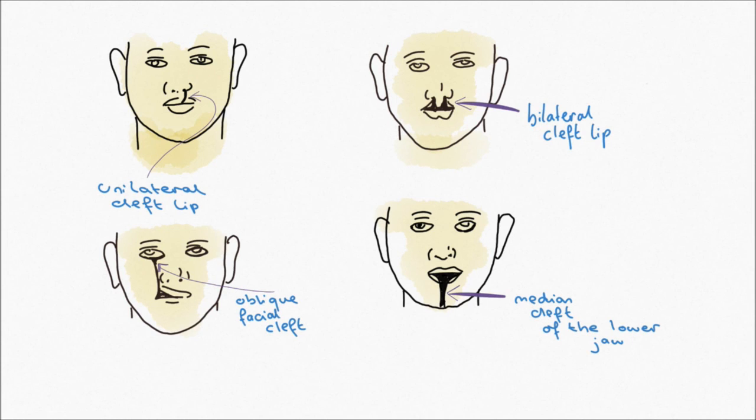Another facial cleft is the oblique facial cleft. This is where the maxillary process has failed to merge with the lateral nasal prominence, leaving an exposed nasolacrimal groove. A third facial cleft is the median cleft of the lower lip and jaw. This is where the mandibular processes have failed to fuse in the midline. Facial clefts must be rapidly fixed via surgery, as they impair the ability of a child to suckle and so feed.